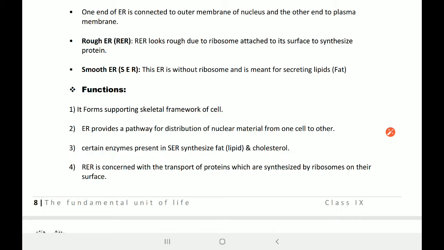So cholesterol is also synthesized by the ER. RER, that means rough ER, is concerned with the transport of protein, which is synthesized by ribosomes on its surface. So you must have understood that ribosomes are connected to this rough ER, which synthesizes the protein. The protein synthesized comes out from the ribosome, right?